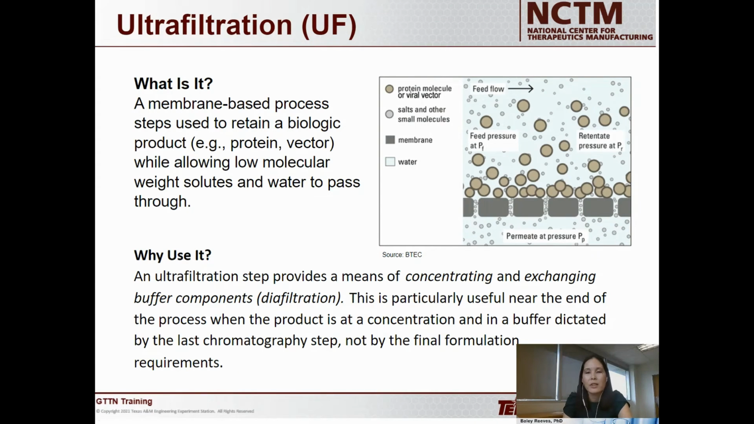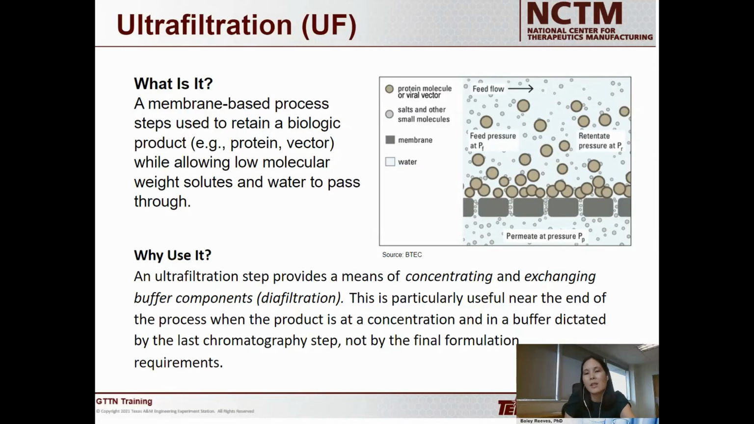So very generally speaking, ultrafiltration is a membrane-based process. So it's a size-based separation. And the way that it's designed is that you want to choose a pore size in this membrane that is smaller than your product. So you want that membrane to be retaining all of your viral vectors. Anything that's going through is basically going to waste.